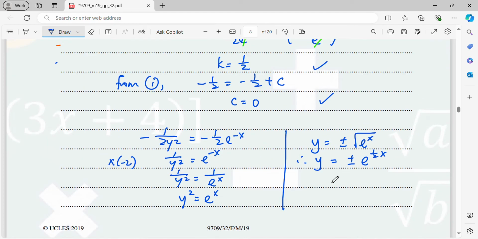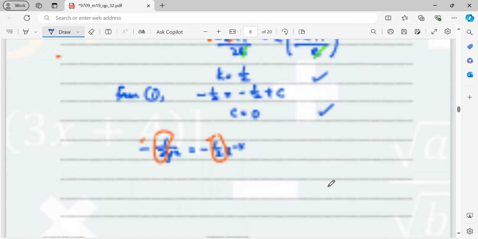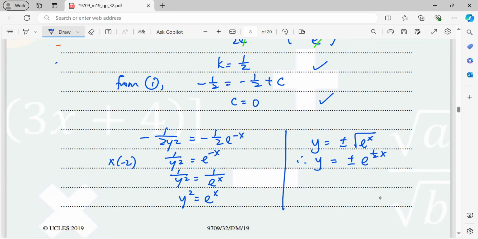Okay, now here we have to check whether we can accept both or not. Now you check when x equals 1. Okay, it's given here. When x equals 1, y is square root e. So because of this square root e, I know that I shouldn't accept plus minus. Because here I get y equals plus minus once I simplify the square.